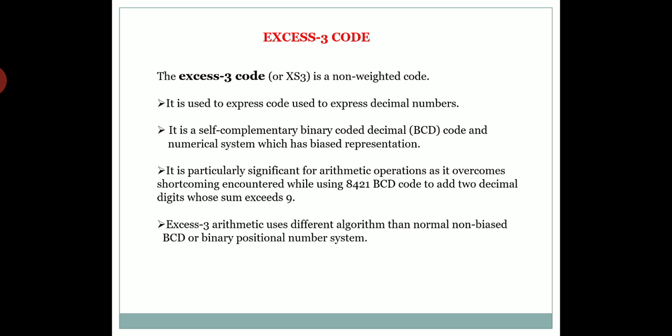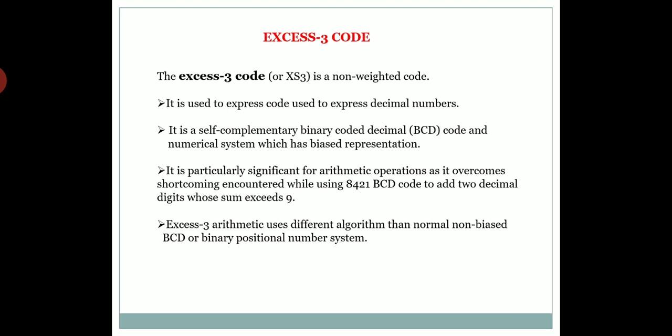In yesterday's class we discussed BCD code, binary coded decimal. It is a binary weighted code, that means 8421. These are the binary weights for BCD code. In this way, the XS3 code is a non-weighted code. It is used to express decimal numbers, it is a self-complementary binary coded decimal code, and a numerical system which has biased representation.